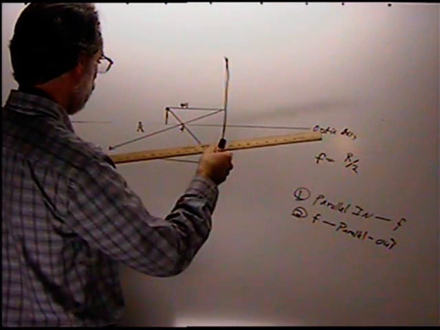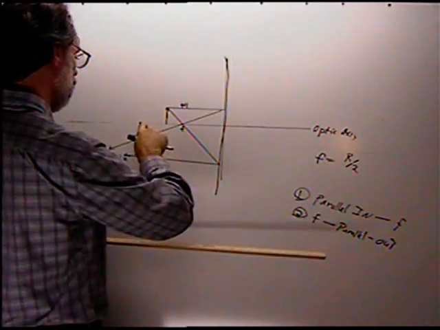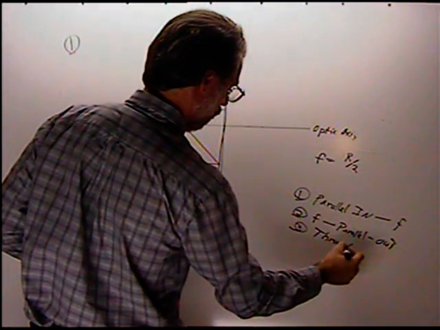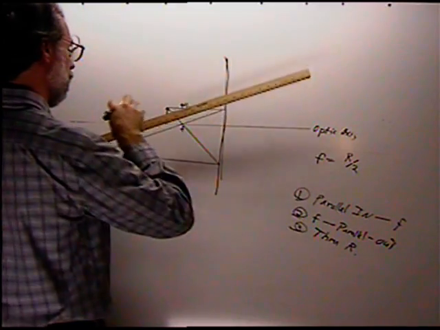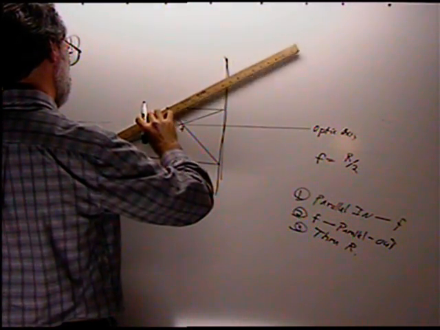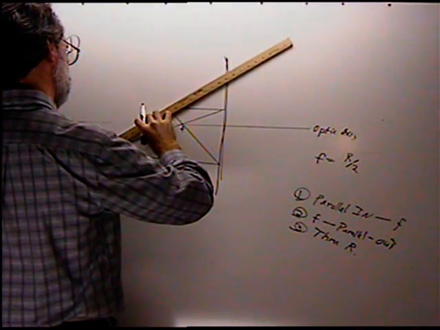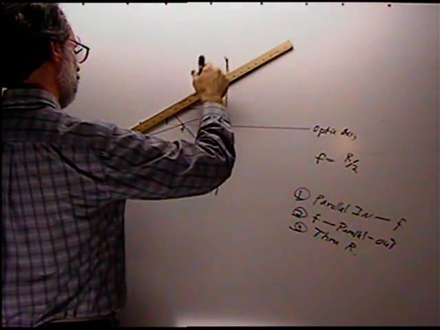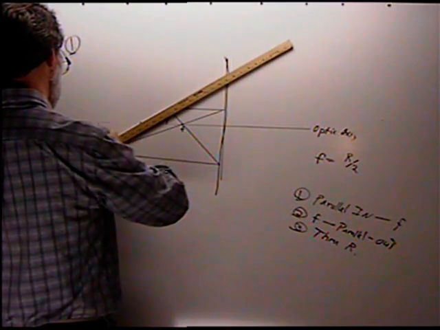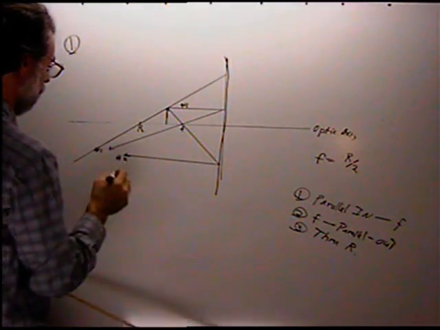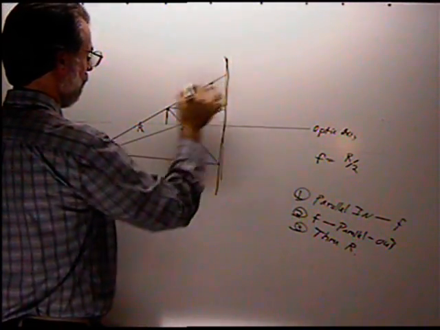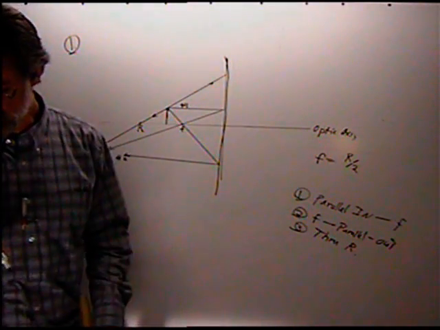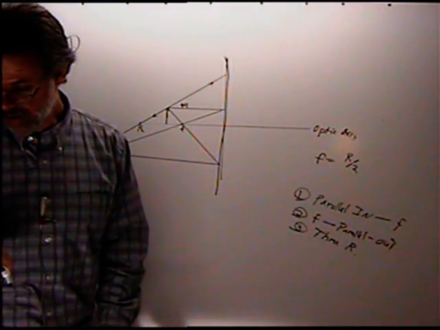Okay, and number three is through the radius. Here's the radius. Number three goes through the radius like this, and then it bounces back right on itself.